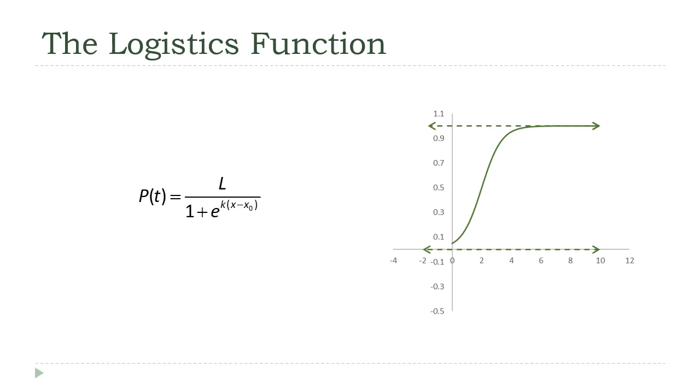So these parameters here, the L parameter is an upper bound on the function that is actually this asymptote here. K describes the rate of increase, how fast or slow the growth is, and that x sub 0, it's often described as the midpoint of the function. It's this point right here, what in calculus terms we would call the function's inflection point.